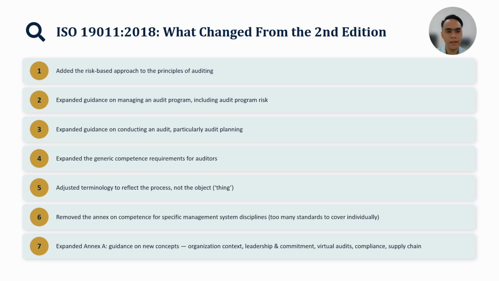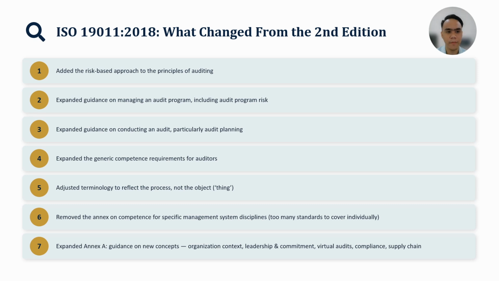So ISO 19011 is the standard that provides guidelines for auditing management systems, and it's worth knowing its edition history. ISO 19011:2011, the second edition, was replaced by ISO 19011:2018, the third edition. So let's go through the seven main differences compared to the second edition, since they are informative about how audit thinking has evolved.